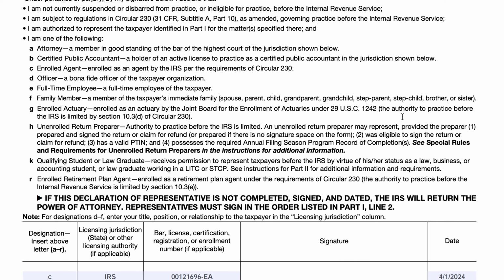If you happen to be a client of either a low-income tax clinic or a student tax clinic program, then a qualifying law student, like an accounting student, business graduate, or a law graduate working in one of these offices would be able to do this. They would be the second name on the form, and then either the CPA or the tax professional or the attorney that they're working under would be the first line. And then enrolled retirement plan agents, unless you're administering a retirement plan, this probably won't apply to you.